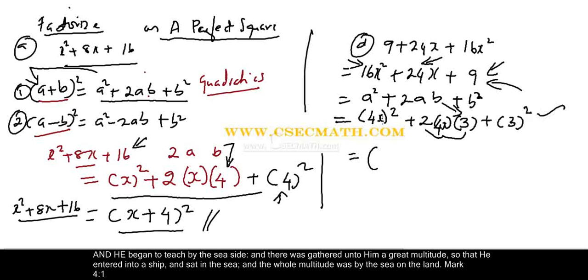So hence the given system can be represented as (4x) the whole squared, + 2 times 4x times 3, + 3 squared, which is equivalent to a perfect square model (4x + 3) the whole squared. Hence the solution.